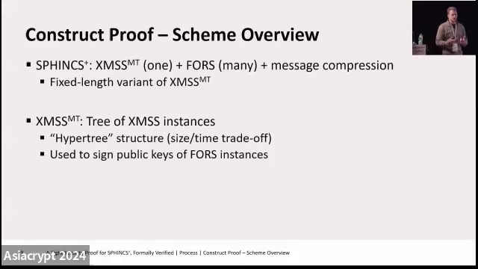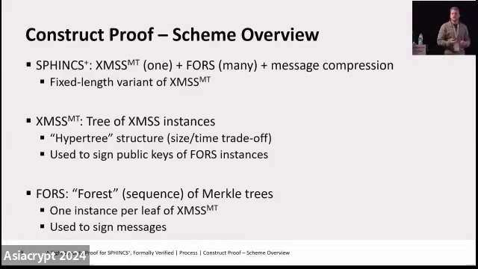Okay, so what are these 2 schemes then exactly? So XMSS multi-tree is in itself a tree of XMSS instances, where XMSS is a Merkle tree signature scheme, so it is 1 tree in itself, making XMSS multi-tree a tree of trees, which is often referred to as a hypertree structure. And in Sphinx Plus, this is used to sign the public keys of the FORS instances that Sphinx Plus uses. And then FORS is essentially, instead of a tree of trees, a sequence of Merkle trees. And in Sphinx Plus, there's 1 instance of FORS per leaf of the XMSS multi-tree hypertree. And in Sphinx Plus, this is used to actually sign the messages.